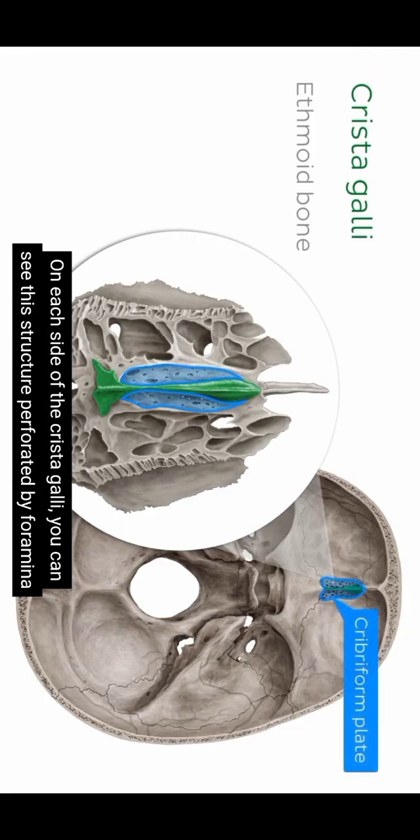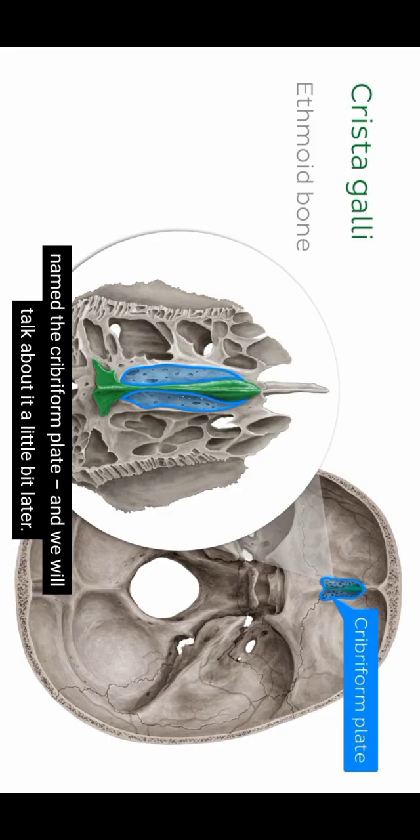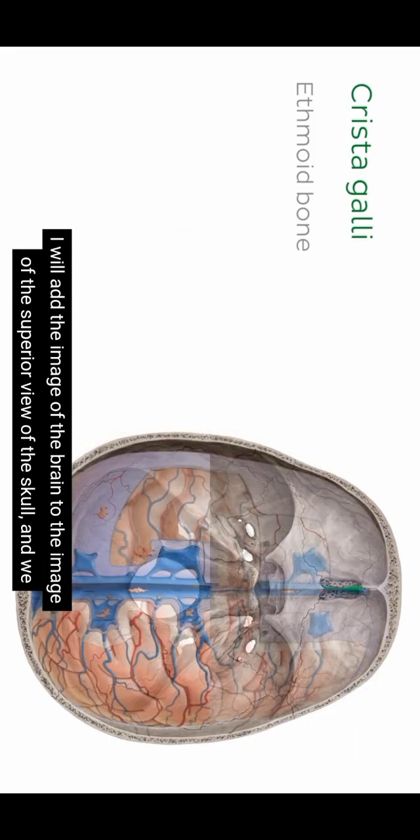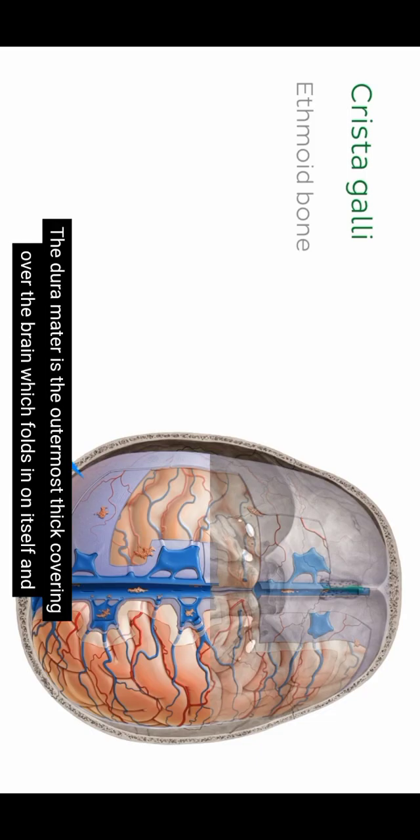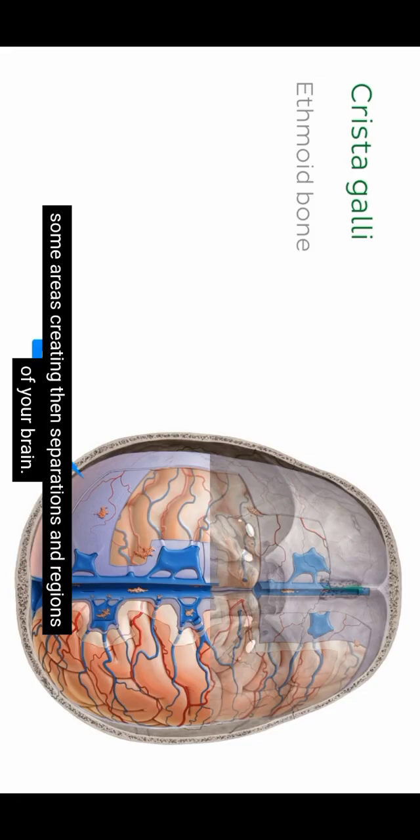On each side of the crista galli, you can see this structure perforated by foramina named the cribriform plate, and we will talk about it a little bit later. I will add the image of the brain to the image of the superior view of the skull, and we can now see this structure here, which is known as the dura mater. The dura mater is the outermost thick covering over the brain, which folds in on itself in some areas, creating separations in the regions of your brain.